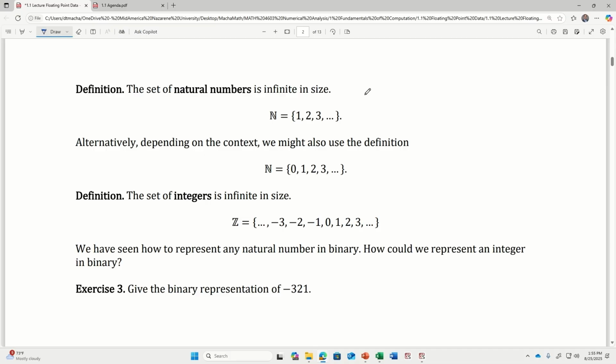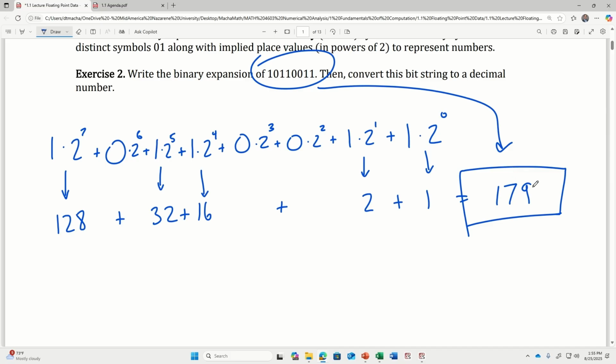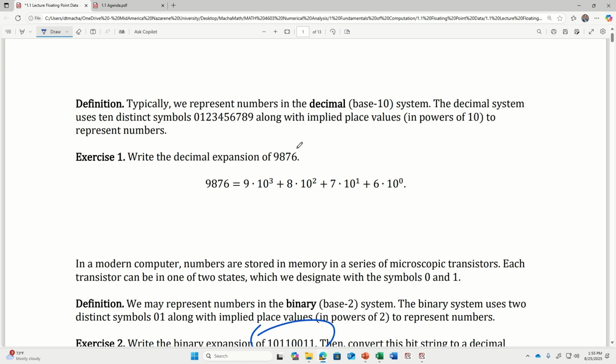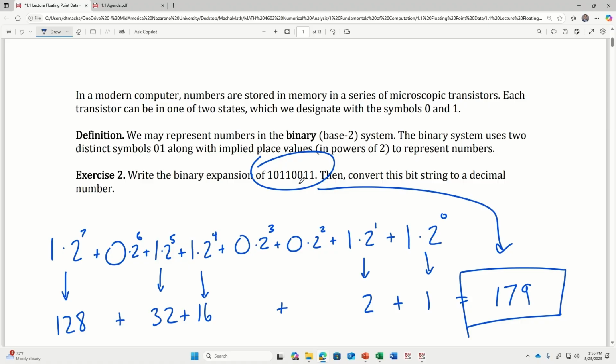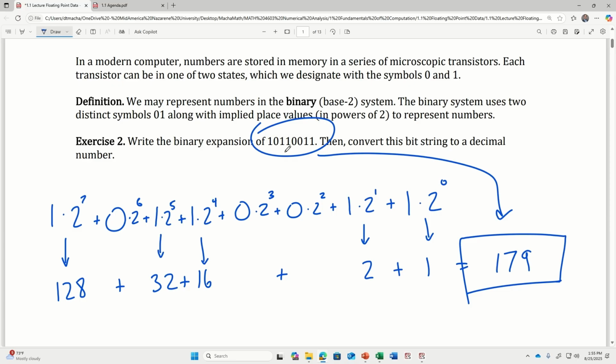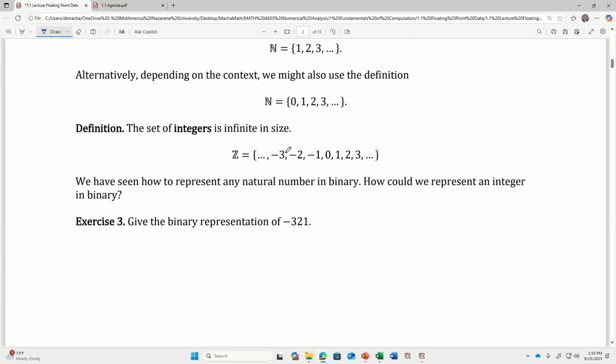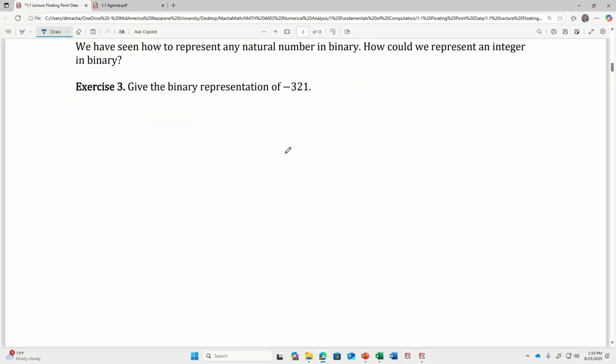If we can represent a natural number in binary, like the way I represented this 179 as this string of 8 bits. By the way, whenever we have a decimal number like this, we say there's 4 digits. When you have a binary number, we say that there are 8 bits, because a 0 or a 1 is a bit. And then, how could we represent an integer? Like positive integers, those are just natural numbers, but how would I represent an integer like this, where it's negative 321?